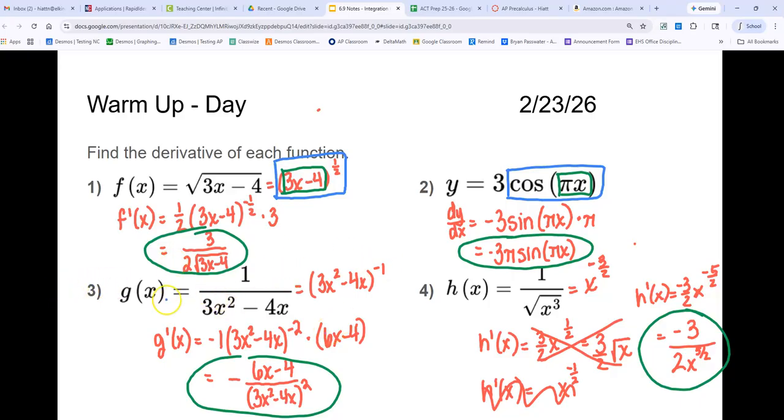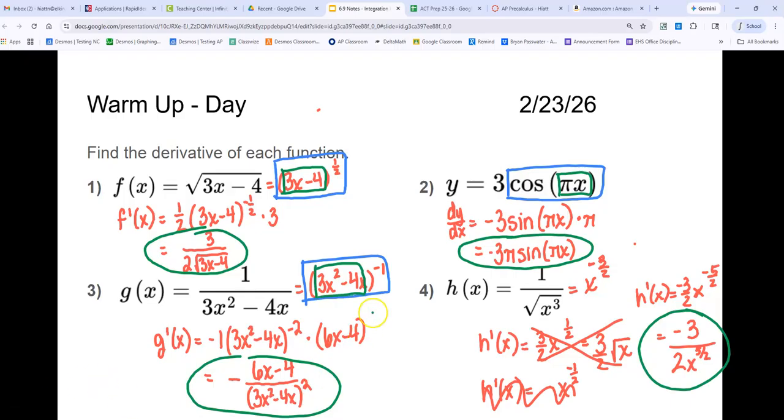So 3 does not necessarily have to be done with a chain rule. You could do a quotient rule for number 3. However, if you take this stuff on the bottom and move it up to the top of the fraction and give it a negative exponent, then it's much quicker to do a chain rule than it would be for the quotient rule on that. So again, here you're looking at outside stuff is being raised to negative 1 power, and your inside is 3x squared minus 4x.